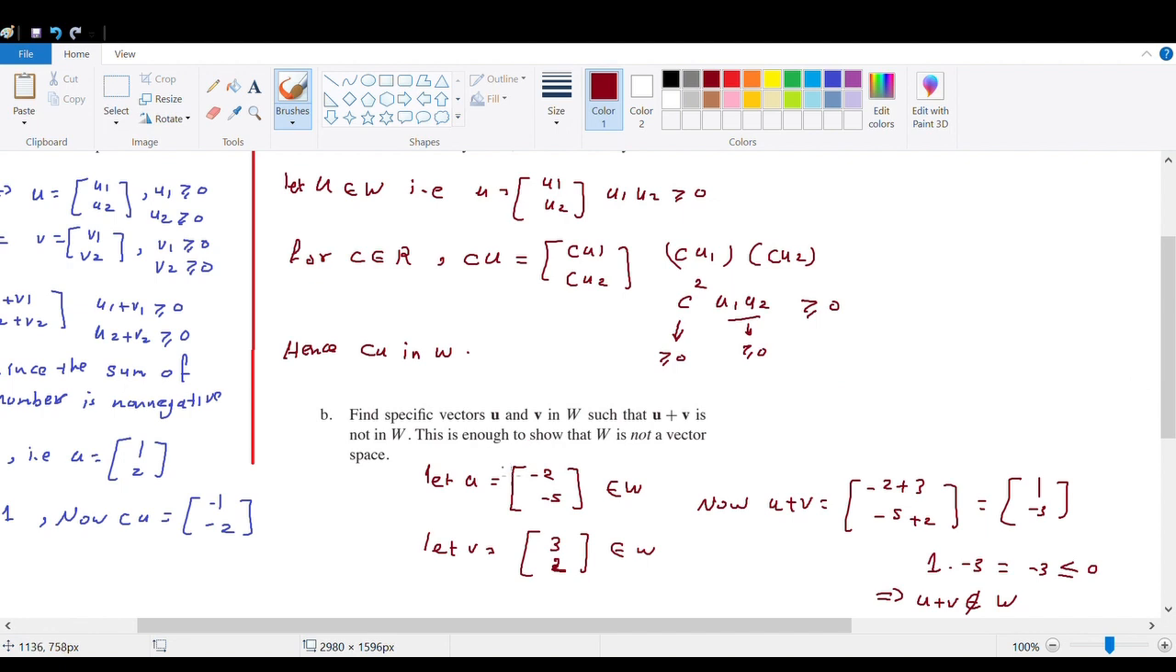You can choose any vectors u and v that give you u plus v not in W, and we conclude from here that it is not a vector space because it is not closed under addition.